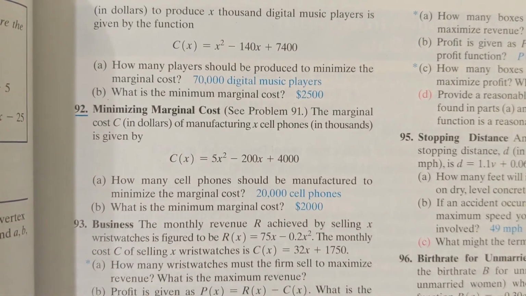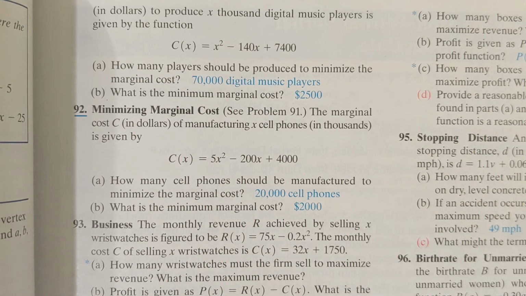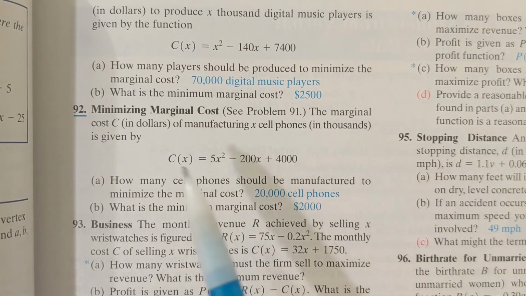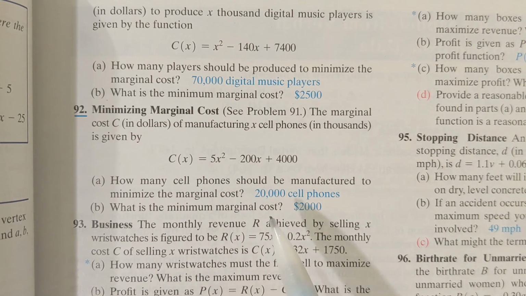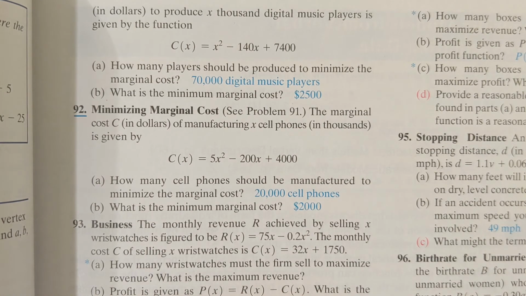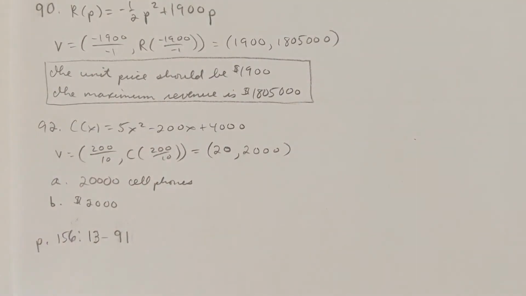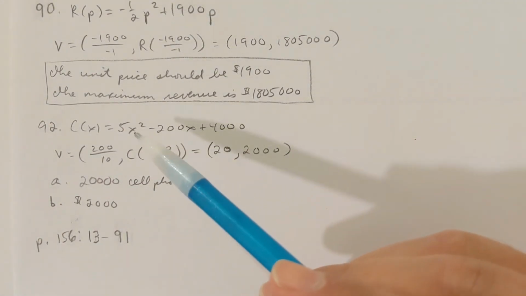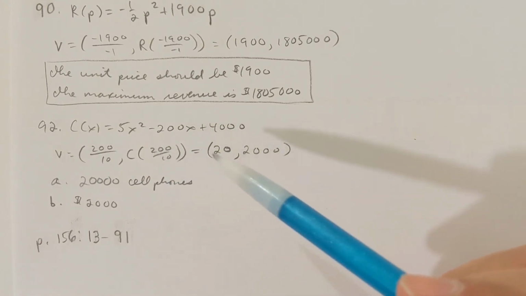Let's see here, problem 91. The marginal cost, C, in dollars of manufacturing x cell phones in thousands is given by this function. How many cell phones should be manufactured in order to minimize the marginal cost, and what is the minimum marginal cost? Minimize is a key word. Minimize means I'm going to be working with a parabola that's opening up, and I want to find the minimum value.